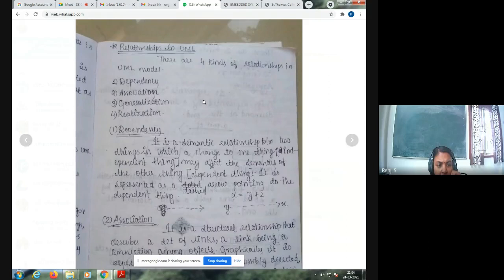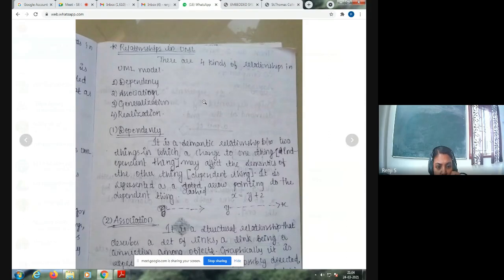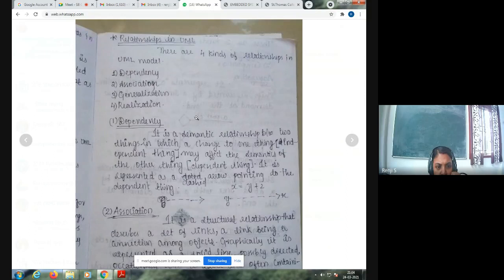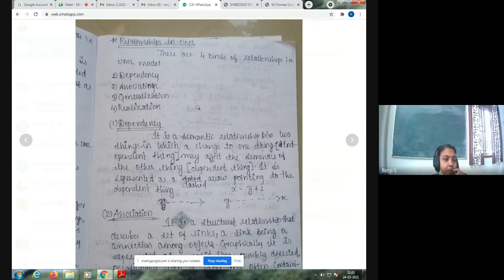After relationships, the second building block, we have diagrams in UML. So these four relationships and nine diagrams, and the various notations used for representing them, have to be studied, because these UML notations are used in the entire textbook for designing embedded systems.